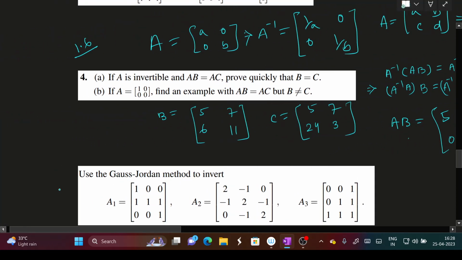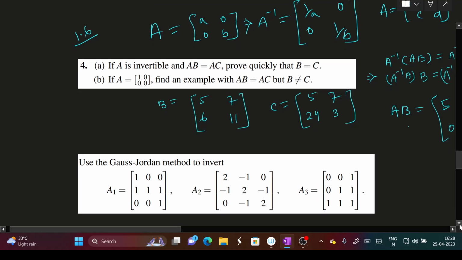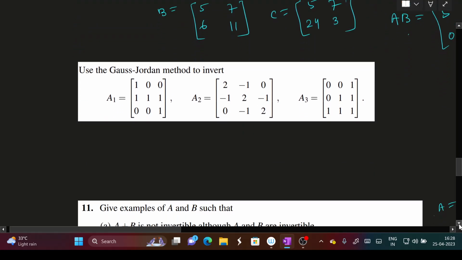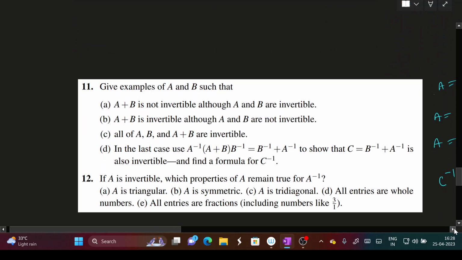Now, use the Gauss-Jordan method to find the inverse of this matrix. Already these questions were done while explaining this method, so you can go through the previous video.